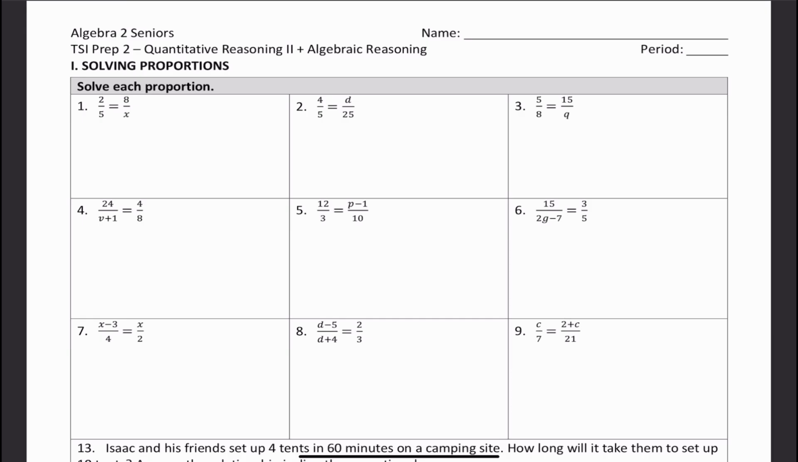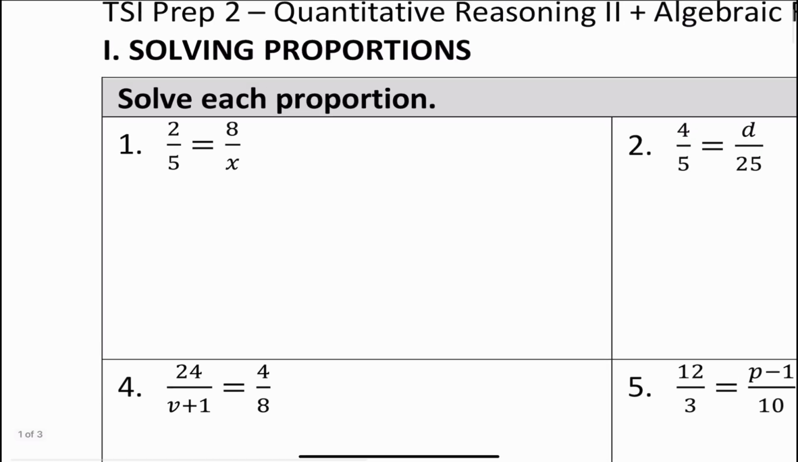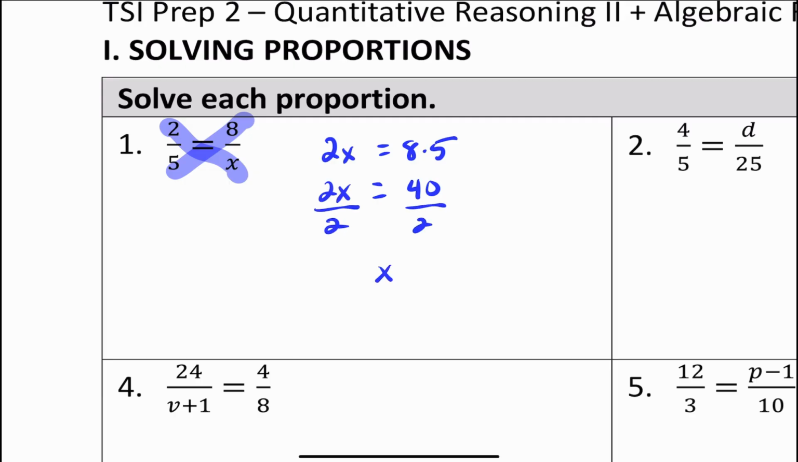All right, so let's take a look at TSI Prep 2. This first part is all about solving proportions, and whenever we solve a proportion, we basically cross multiply. So 2 times x is 2x, and then 8 times 5 is 40. Now, all you're doing is solving for x, so that's going to be x equals 20.